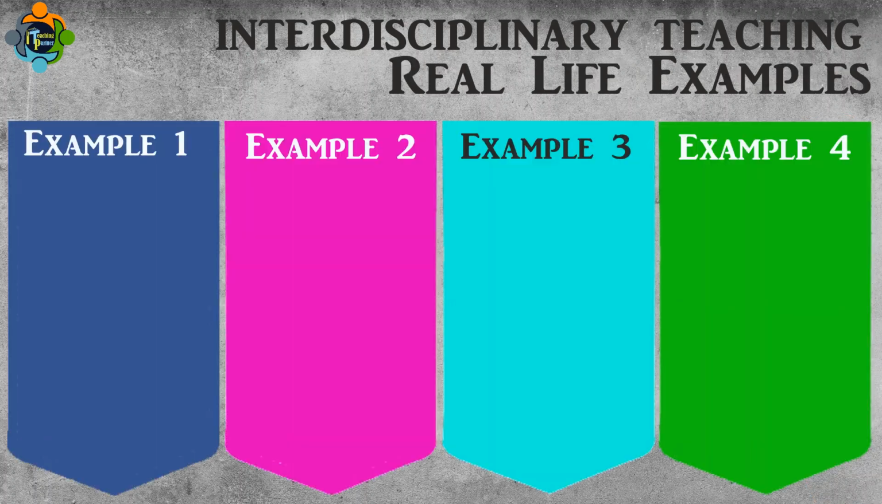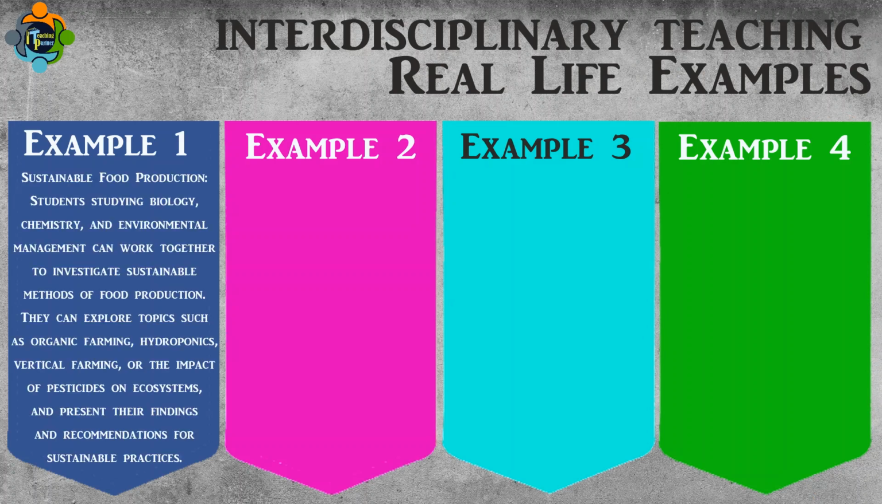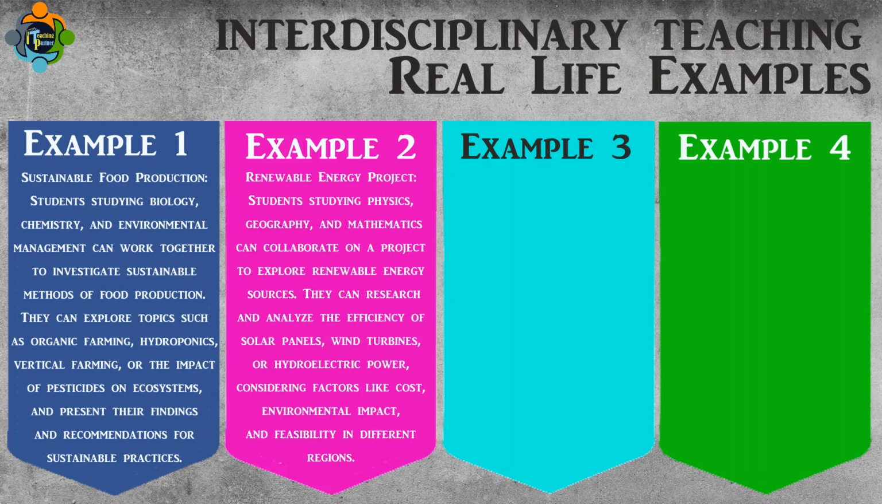Finally, let's discuss 4 real-life examples of interdisciplinary tasks you can assign to your students. You can see on the screen, you can assign students sustainable food production, where students studying biology, chemistry, and environmental management can work together. Similarly, in a renewable energy project, students who are studying physics, geography, and mathematics can collaborate on a project to explore renewable energy resources.